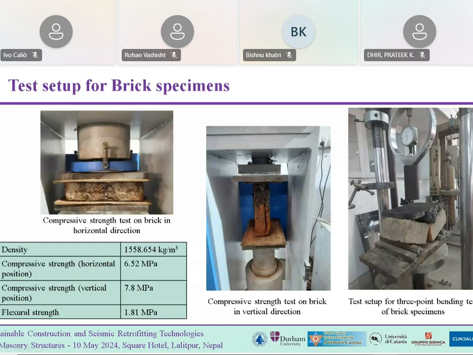We've performed 3 tests on the brick samples. One is the compressive strength test in horizontal and vertical directions, and then we've performed a 3-point bending test to determine the flexure strength of the brick, and the results are shown in the slide. Compressive strength in the horizontal direction was found to be 6.52 megapascal, in the vertical direction 7.8 megapascal, and flexure strength was found to be 1.81 megapascal. Gopal sir has already shown you the schematic diagram of the 3-point test. So I'll just move on to the next results.